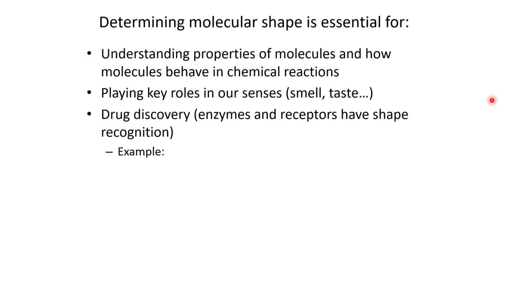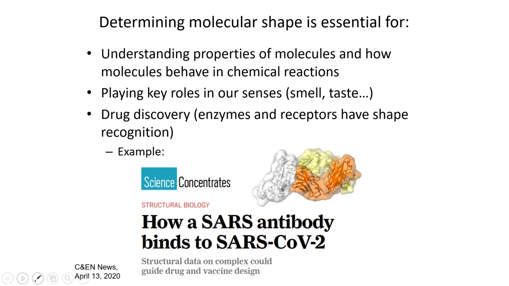So we also use this for drug discovery. Our enzymes, which pretty much drive chemical reactions in the body, all have receptors that have specific shapes. And they can really only recognize and act on molecules of a specific shape. As an example, last April, scientists figured out how an antibody bound to the SARS-CoV-2 virus. Okay, so this information came out and helped guide the drug and vaccine design.